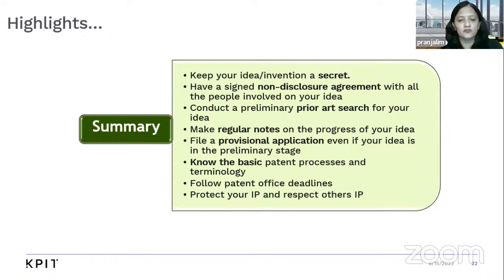Make regular notes of the progress of your idea, so that you can track it, and also you will have a gauge of the patent office deadlines, when you need to file what, and accordingly you will be able to ensure that your idea progresses according to those timelines. Do not ignore the patent office deadlines, follow them, because some of the deadlines that the patent office has are non-negotiable and non-extensible. Once you miss those deadlines, you will not be able to do anything about it. And have the basic IP awareness, know the basic patenting processes and terms, and make sure that you identify your unique and novel ideas, protect your own ideas, and at the same time respect other people's ideas.